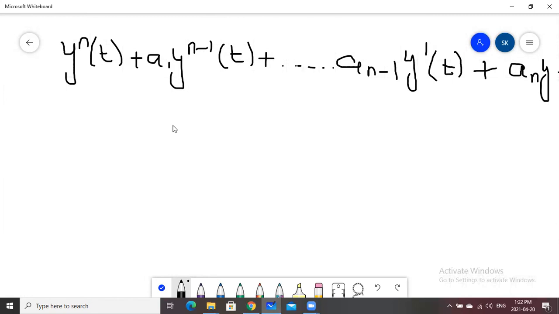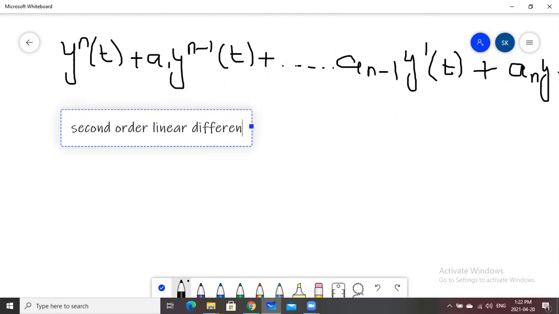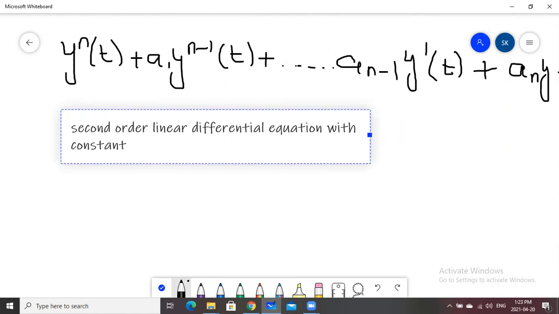Suppose we have a second order linear differential equation, and we are studying it with reference to constant coefficients and a constant term. Now we move on to our next topic, that is, the second order linear differential equation with constant coefficient and constant term.